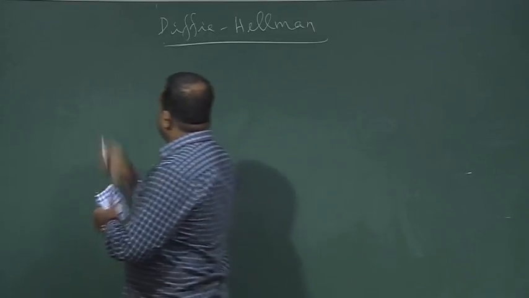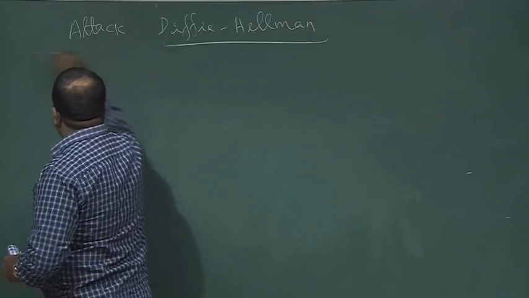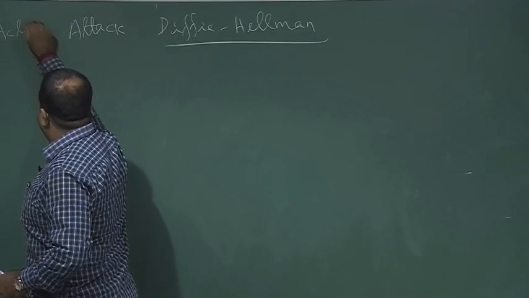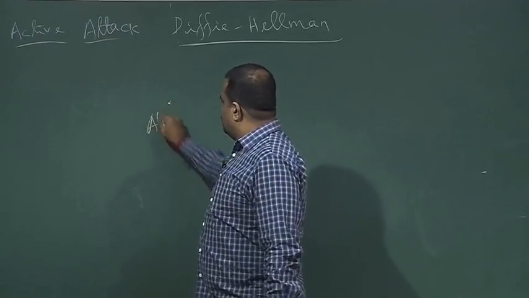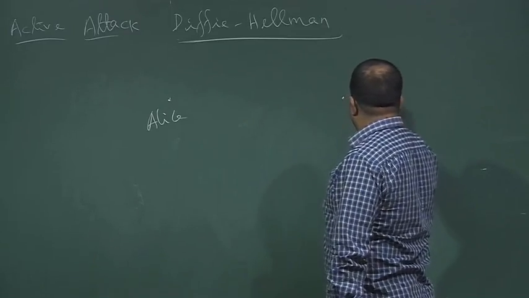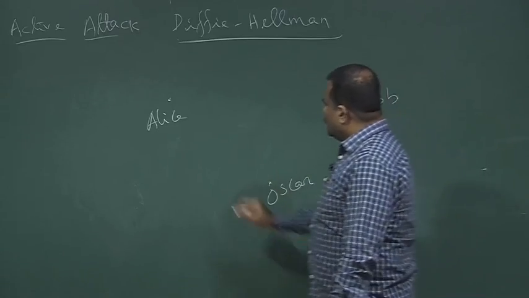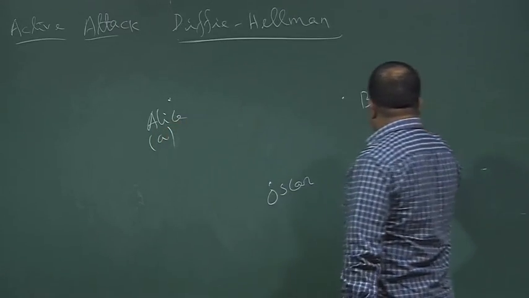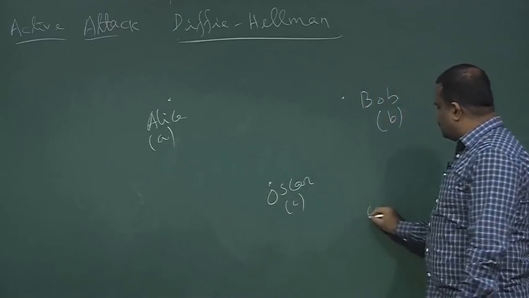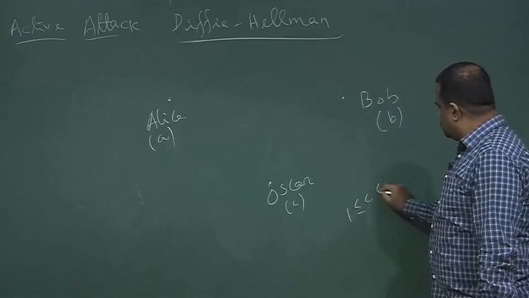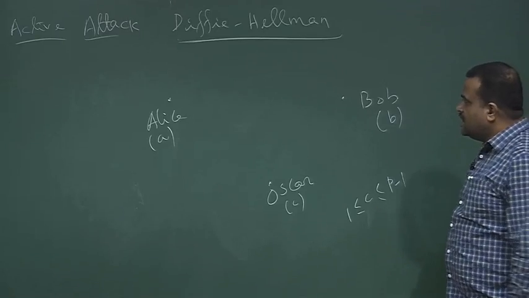Let us talk about the active attack. Active attack means the adversary is active. We name the adversary Oscar. So Oscar is sitting here, and we are running Diffie-Hellman. Alice and Bob have chosen their secrets, and Oscar has also chosen a secret C, which is also less than the order of the group.